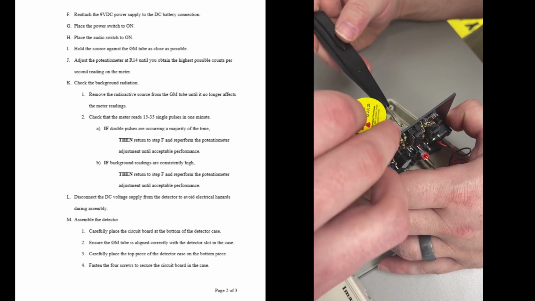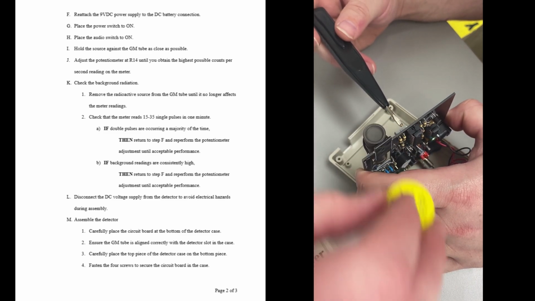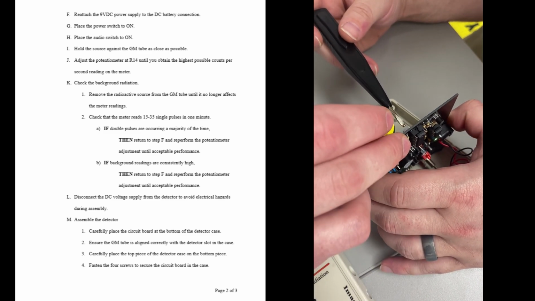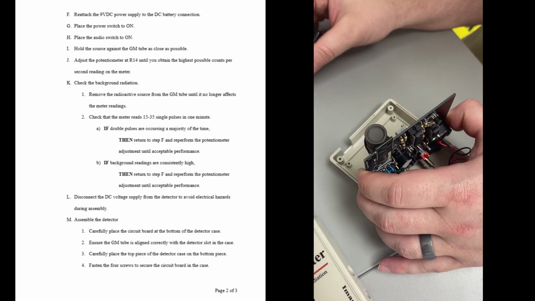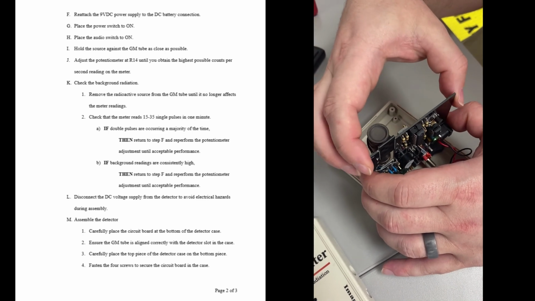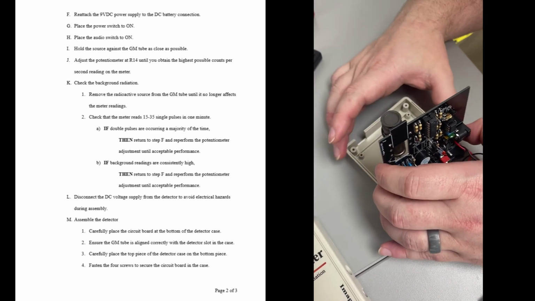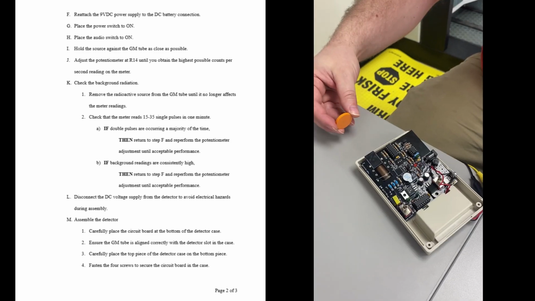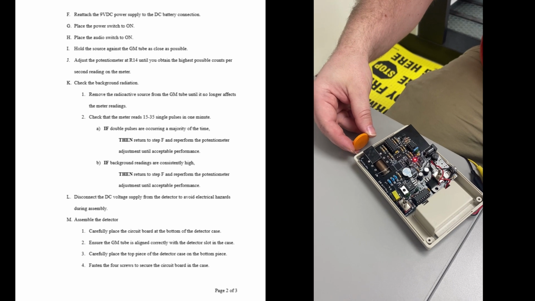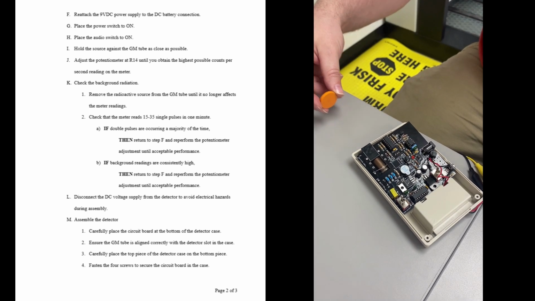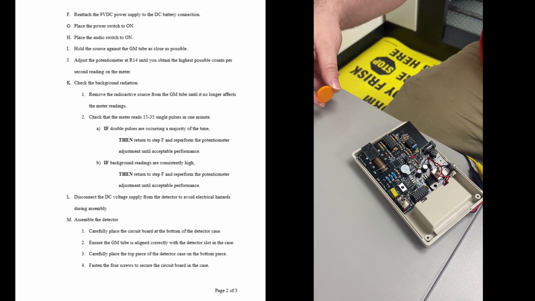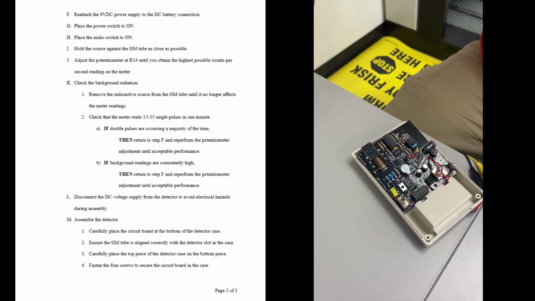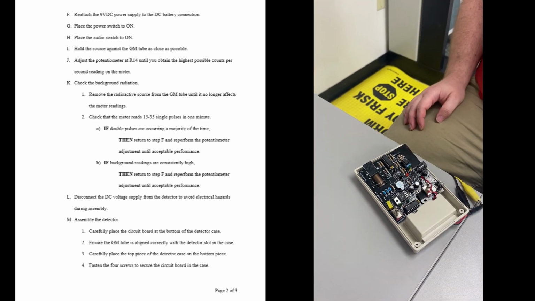Once that is complete, you will verify that you are getting anywhere from 15 to 35 single pulses in 1 minute without the presence of the source. And you would just repeat that process until you get acceptable results, which is that 15 to 35 single pulses on the background.